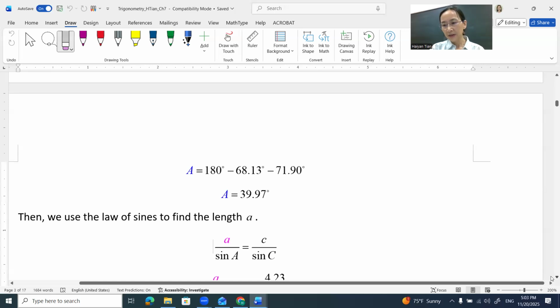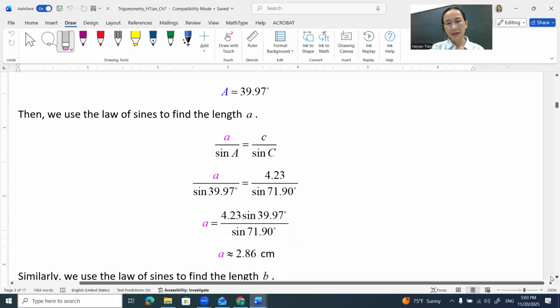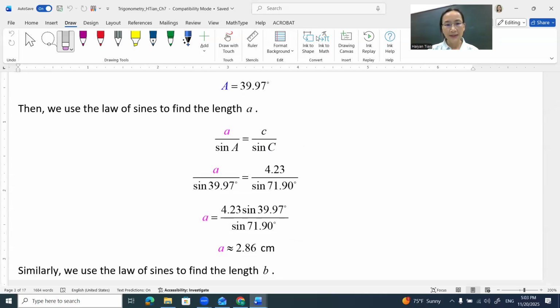So this equation, as you can see here, it is color coded, right? This is the only unknown we're trying to solve, and all the rest, we put values. We found this capital A, which is 39.97 degrees, and small c is given as 4.23, and capital C is 71.90 degrees. So with all these values, we can get this unknown side.